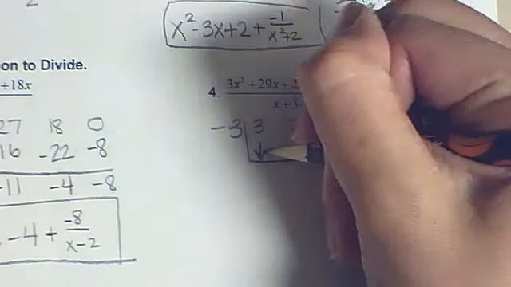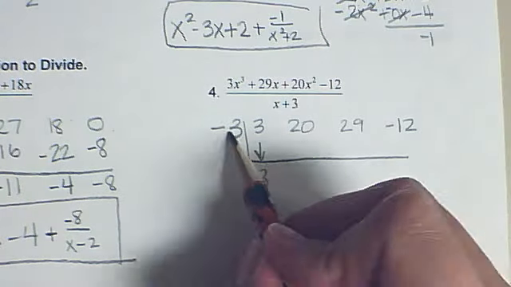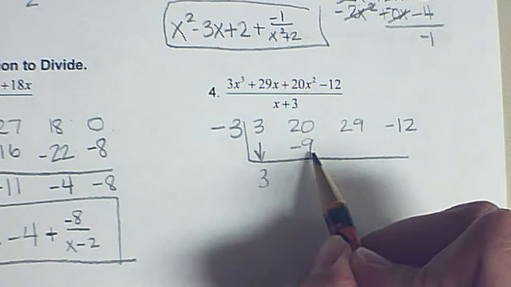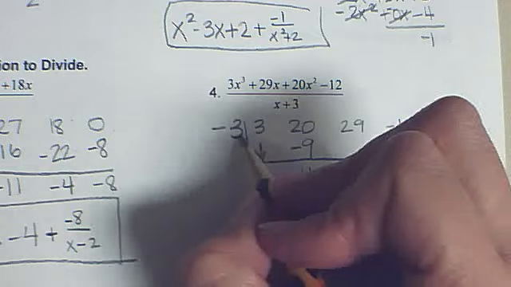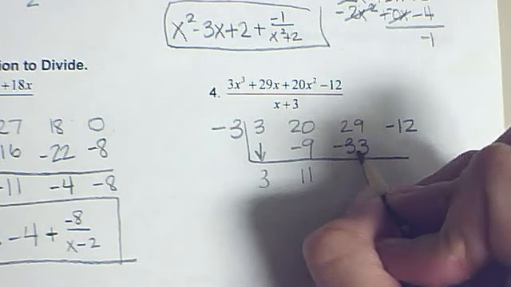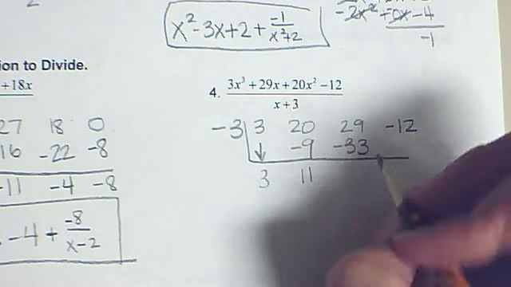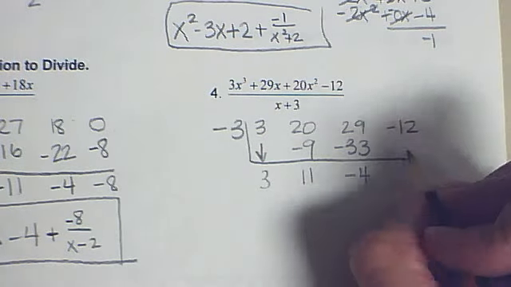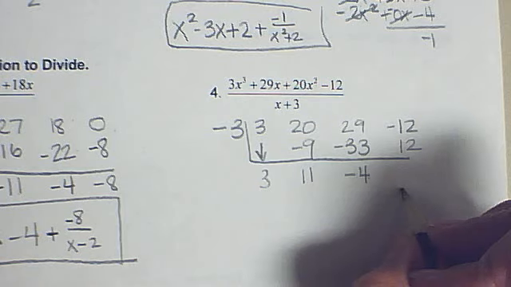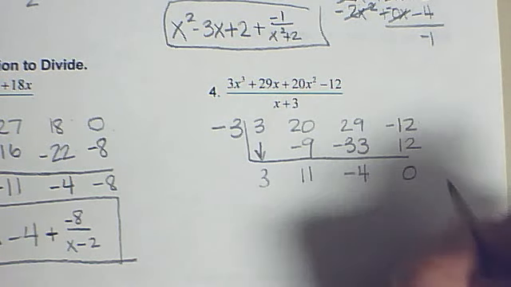and now I just follow the process. Pull my 3 down, and 3 times negative 3 is negative 9. 20 and negative 9 make 11. 11 times negative 3 is negative 33. 29 and negative 33 make negative 4. Negative 4 times negative 3 is positive 12. And negative 12 plus 12 is 0.